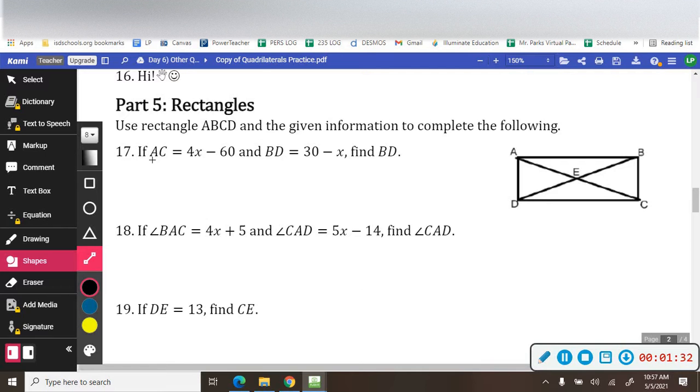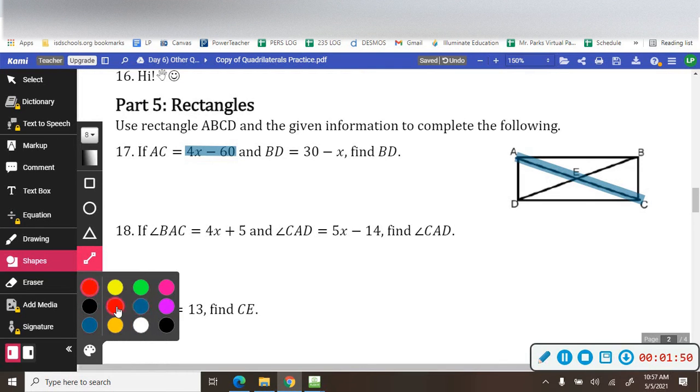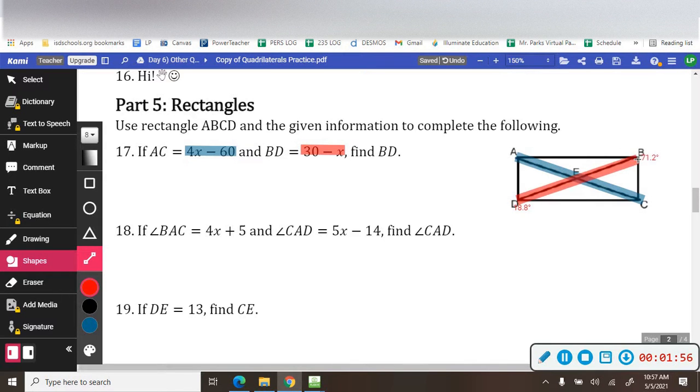So rectangle, if AC equals 4x minus 60, AC would be from here to there. That's 4x minus 60. And then we know that BD is 30 minus x. BD would be from here to here. We also know it's a rectangle. So let's go see what we know about that. This would be called a diagonal of a rectangle.